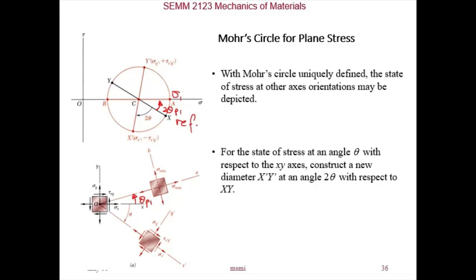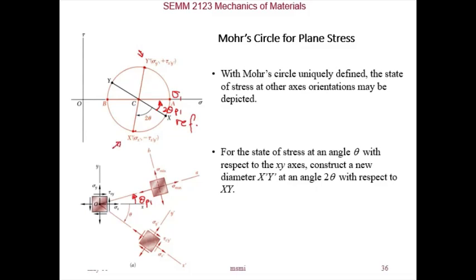If you go from the reference, that is the x, clockwise, 2 theta, you will arrive at a point here, okay, a point x prime. And you draw a straight line across, you get y prime. So you get these 2 points here, x and y.